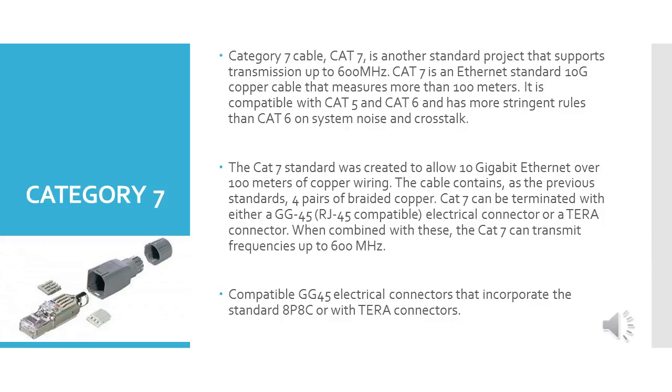Category 7 is compatible with GG45 electrical connectors, and it is incompatible with the standard 8P8C connectors.